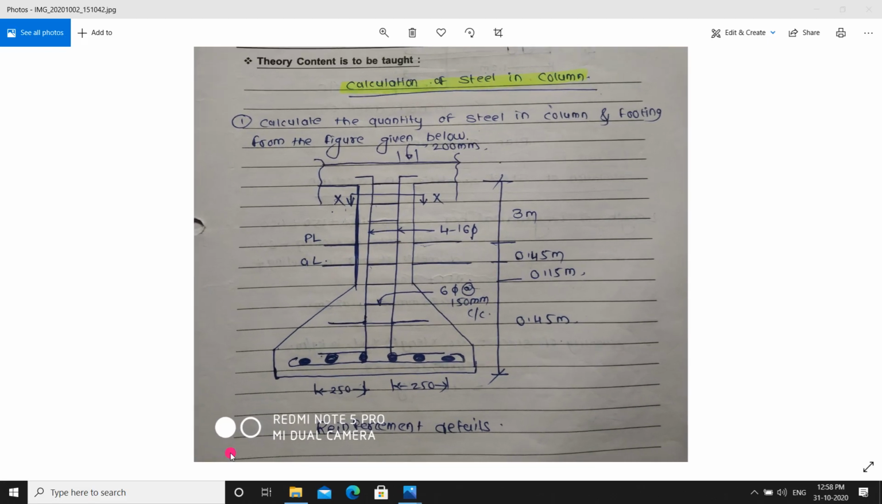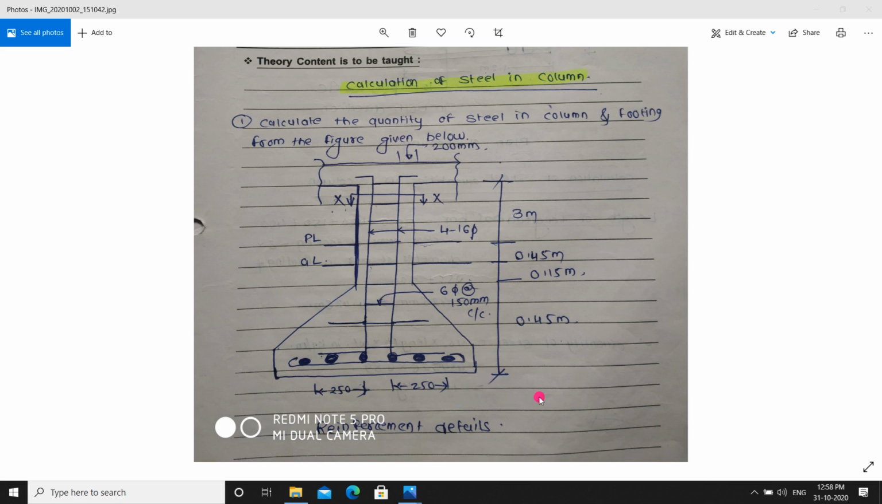In today's lecture of estimating and costing, we will calculate the quantity of steel in the column and footing from the figure given below. Now you just see this figure. This is the column, and below that, this is nothing but our footing.